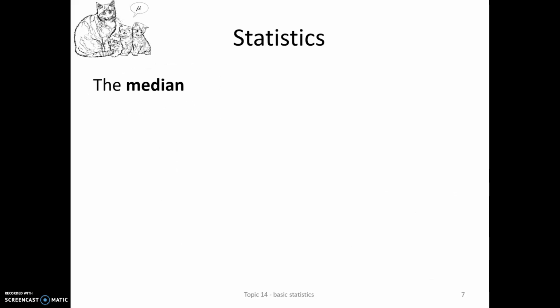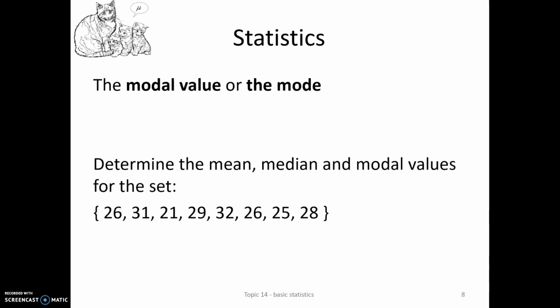The median is the middle reading of a set of data. If you've got an odd number of readings, it's fine. If you've got an even number of readings, then we would have to take the average of those two middle readings. The mode, on the other hand, is the most common value that's in our list.